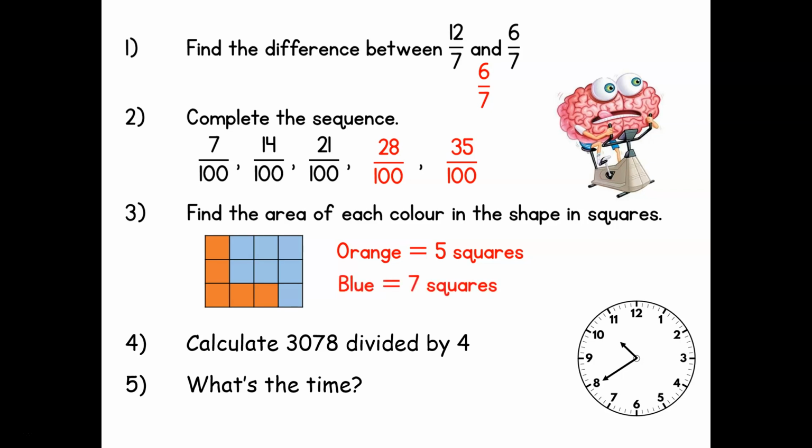Question 4 gave you practice at dividing a 4-digit number by a single digit. The quotient is 769 with a remainder of 2.